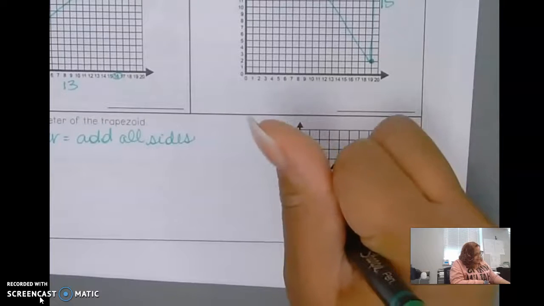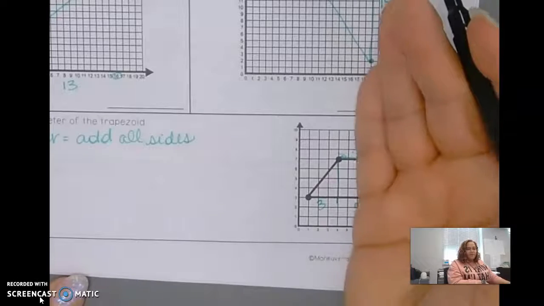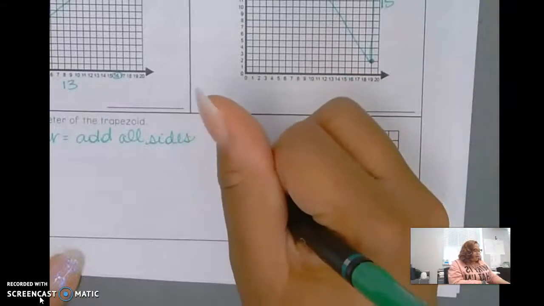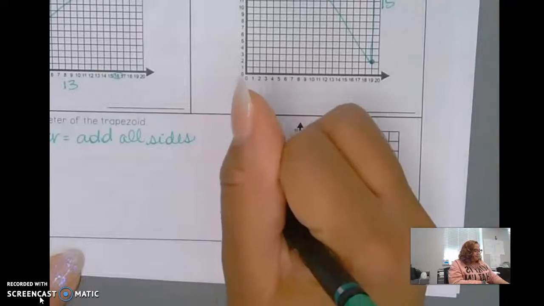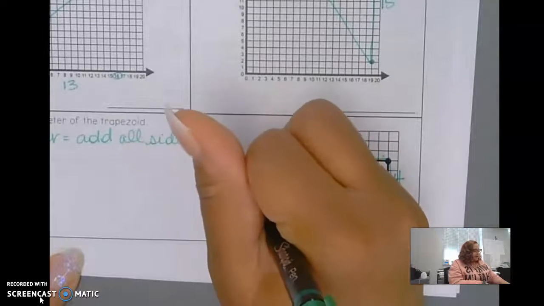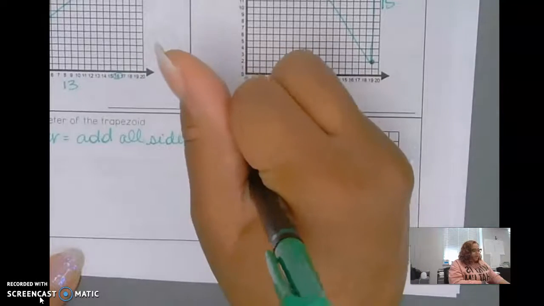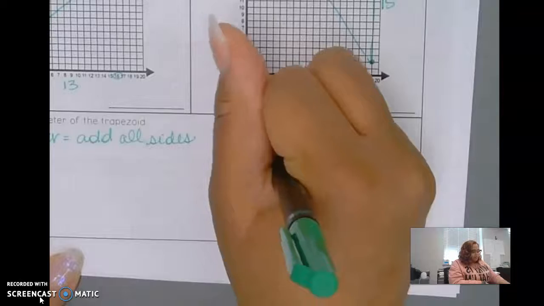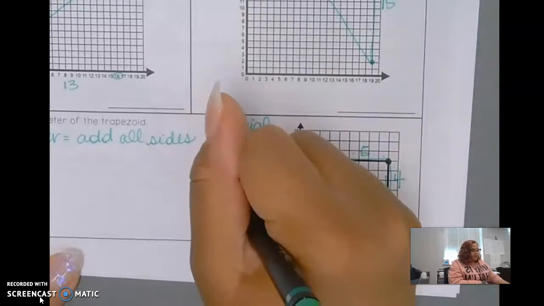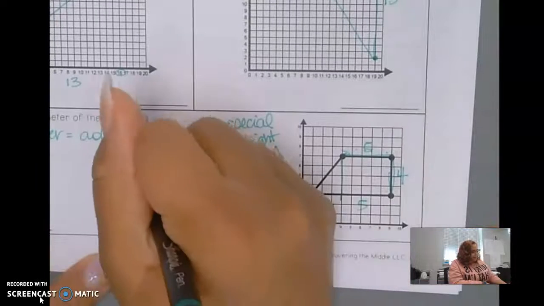And then I stop here because this is 3. And this is important because this is a right triangle, right there. Do you see it? So I'm going to bring that right triangle on out. And I'm going to say that this is 3, this is 4. This is a special right triangle that we've already talked about in class. You guys should know what C is, but if you don't, do the math to figure it out.